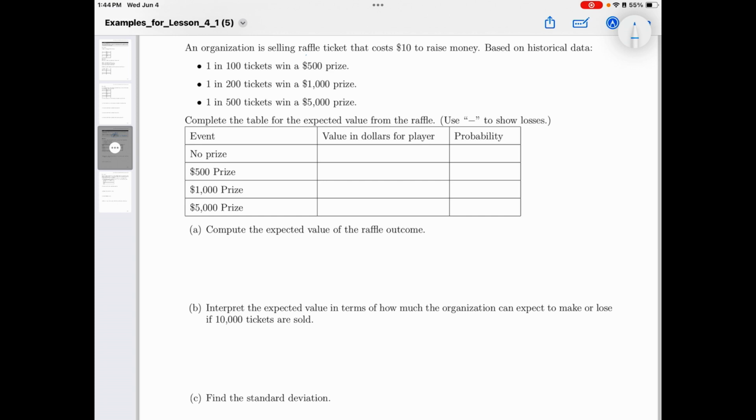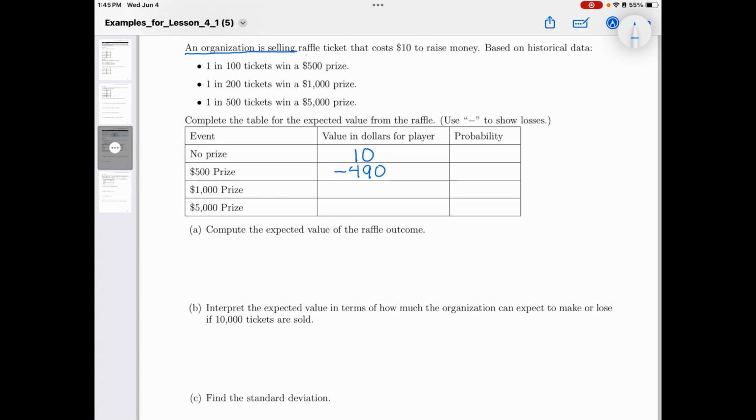So let's list out all the values for our first column here. This is from the perspective of the organization. So if they don't have to give out a prize, the cost of that $10 is going to be a plus for them. That's going to be a gain. So if they don't have to give out a prize, they get to keep that $10. If they have to give out a $500 prize, then they're going to have to pay out $490. They've already taken in that $10, so they only have to pay out the $490.